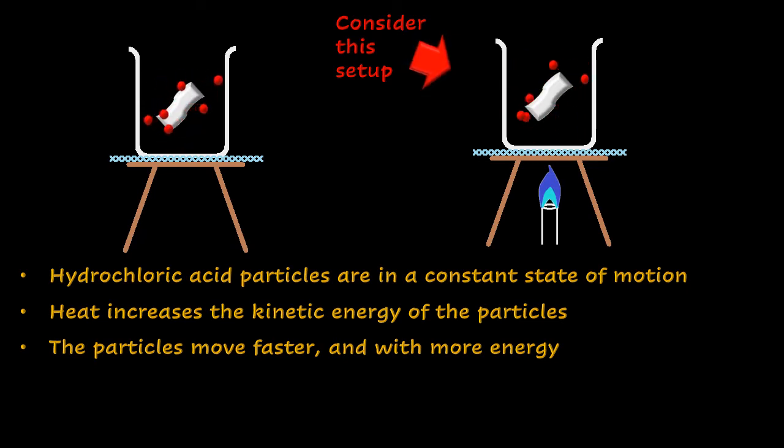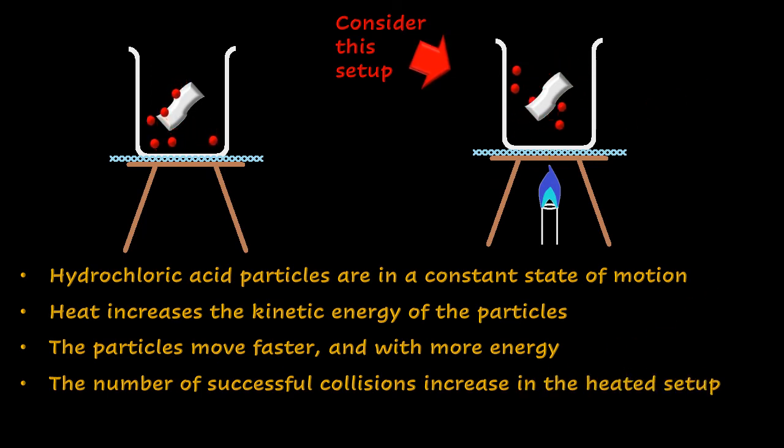so that when the magnesium ribbon is added in the heated setup, we can see that there is rapid collision of particles. The hydrochloric acid particles collide more frequently with the magnesium ribbon. For that reason, the ribbon diminishes much faster because of more attack by the acid particles.